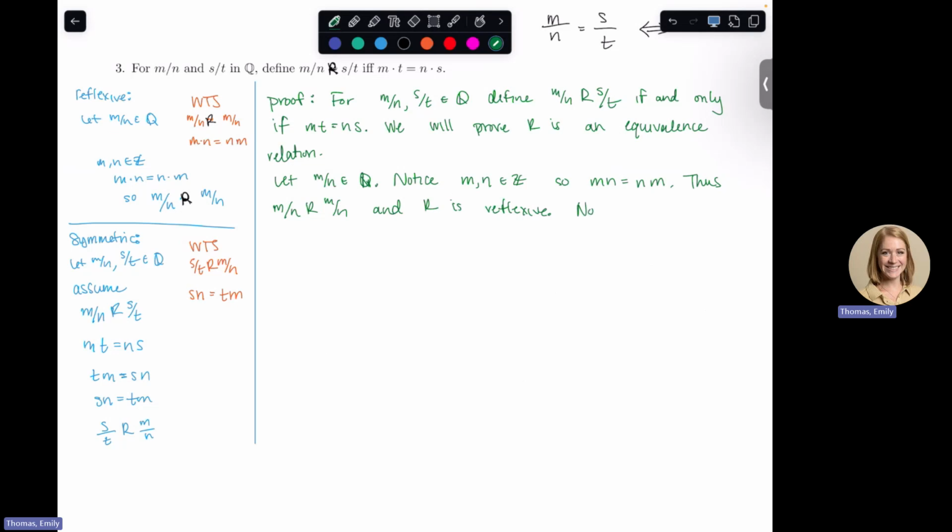Now, oh, I should put this on a new line. Reflexive. Now, let M over N, S over T be in Q. I'm really struggling with that blackboard bold Q. And assume M over N is related to S over T. Then M times T is equal to N times S.